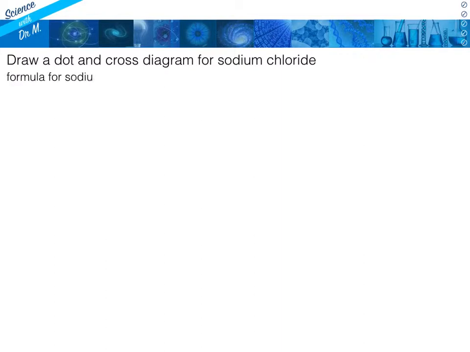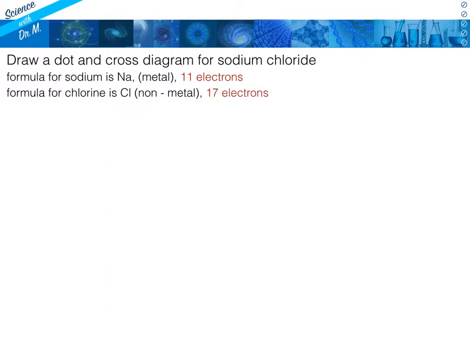So firstly, the formula for sodium is Na. It's a metal and it has 11 electrons. All that information can be found on your periodic table, which is on the back page of the exam paper. The formula for chlorine is Cl. It's a non-metal and it has 17 electrons. Now we know that when we have a metal bonding with a non-metal, it means that ionic bonding is going to take place.